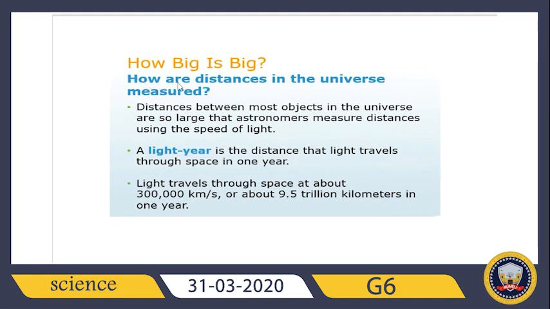So how are distances in the universe measured? Distances between most objects in the universe are so large that astronomers do not use kilometers to measure distance. Instead, astronomers measure distance using the speed of light, and this unit of measure is known as the light year. A light year is the distance that light travels through space in 1 year. So again, a light year is the distance that light travels through space in 1 year.